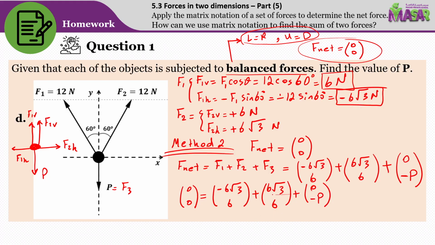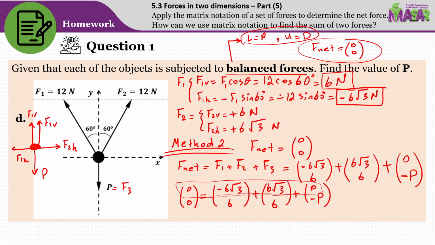Now, it's obvious that the first line is valid because if we add them up, we will get 0. Let me add them up for you. Minus 6 radical 3 plus 6 radical 3 plus 0 is equal to 0. And this is true because we are dealing here with balanced forces.